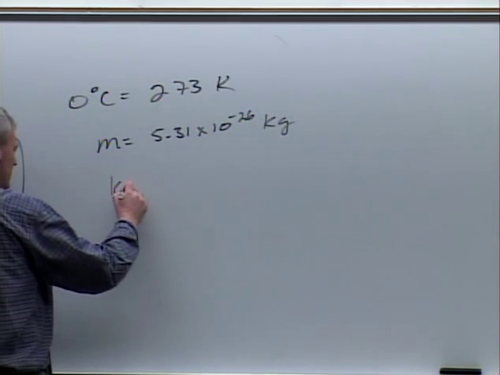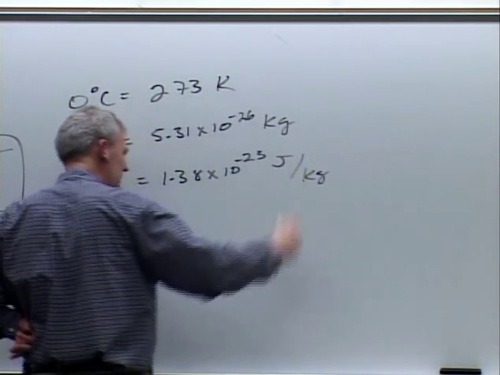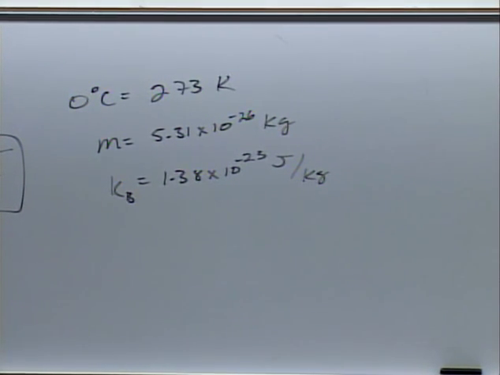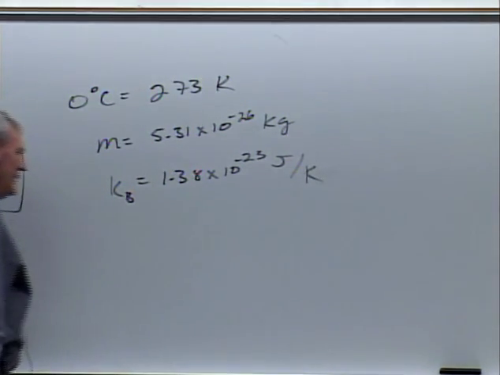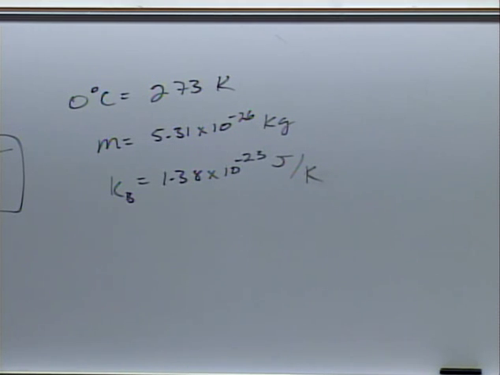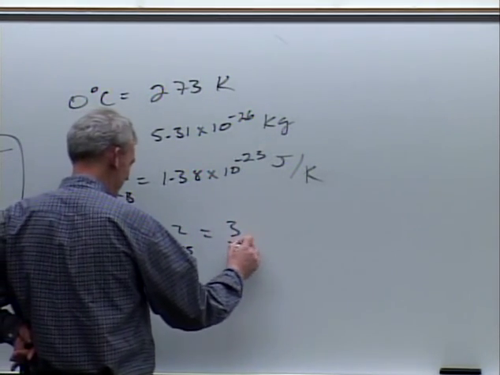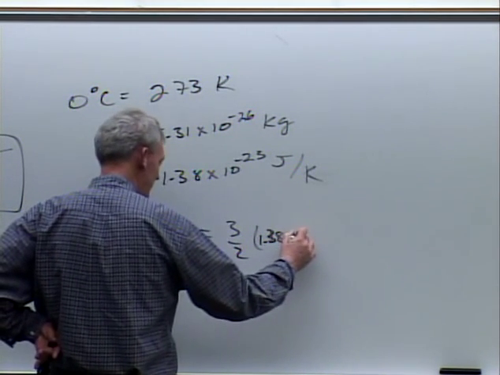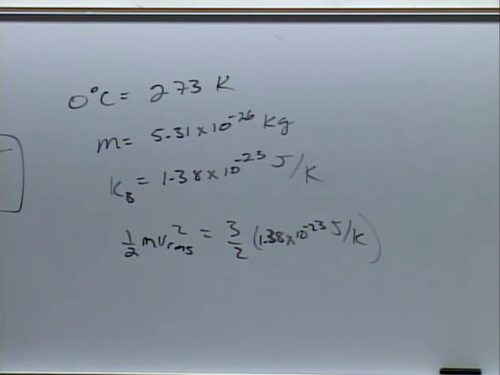And k_B is equal to 1.38 times 10 to the negative 23rd joules per kilogram. Oh, joules per Kelvin. Not joules per kilogram. Joules per Kelvin. Now that makes more sense. I think we've got everything we need. So one half m v_RMS squared, root mean squared, is equal to three halves times 1.38 times 10 to the negative 23 joules per Kelvin. I think that's right. Isn't that 10 to the negative 23 or is it 10 to the negative 27? Anybody remember? 23? I thought so. All right.